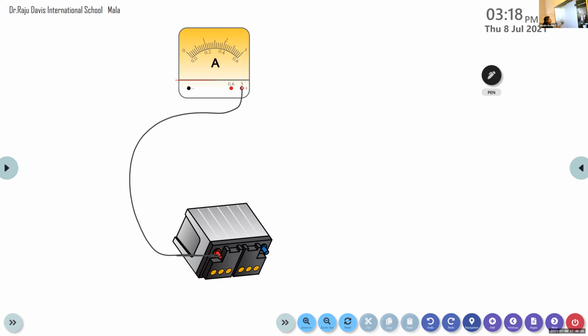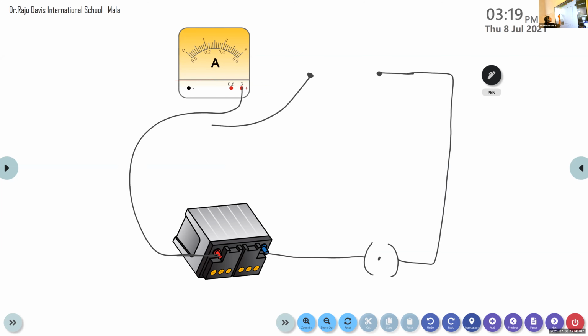Now the negative terminal of the battery is connected to the key. The key is represented by a dot inside a bracket, and from this key there is a connection. Here we leave a gap, where we need to connect some conductors in order to check the resistance, and the end of this wire is connected to the negative terminal of the ammeter.